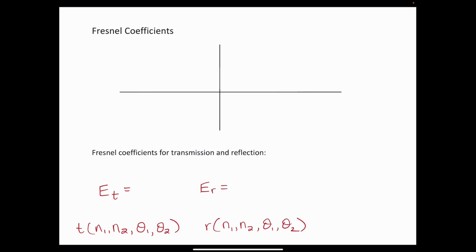So if we look at an incident beam of light traveling from N1 into N2, let's call this EI, the reflected or refracted light will have a smaller amplitude and a different phase from the incident field. So here you can see the wavelength of this beam is much greater than the wavelength here, and the same with the amplitude.